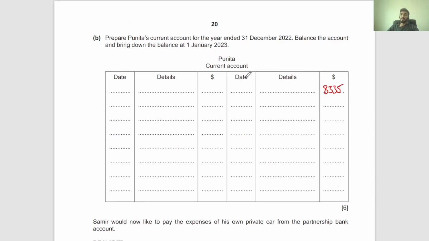8335. And this must be on January 1st, 2022. Okay? Because we are dealing with the year ended 31st December 2022. The next year is 1st January 2023. So opening of this year must be January 1st, 2022. Balance brought down 8335.